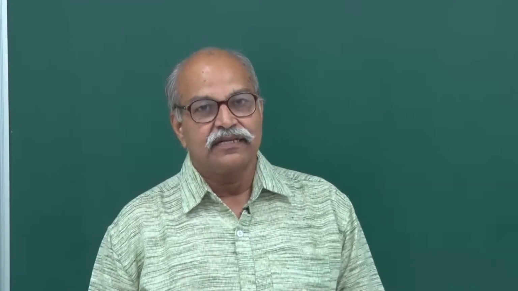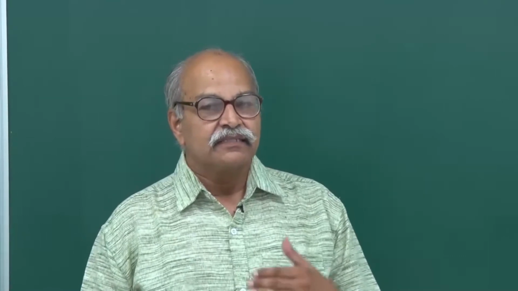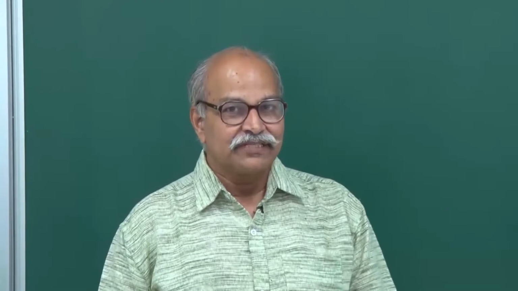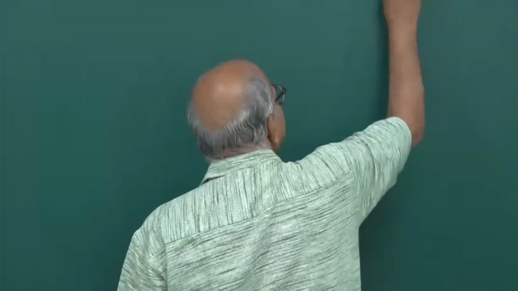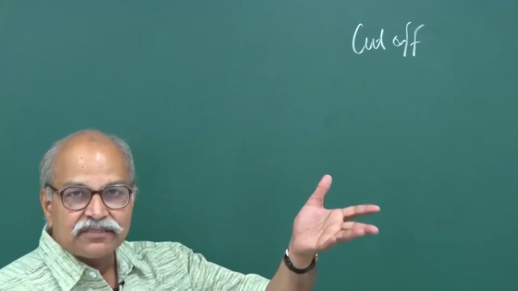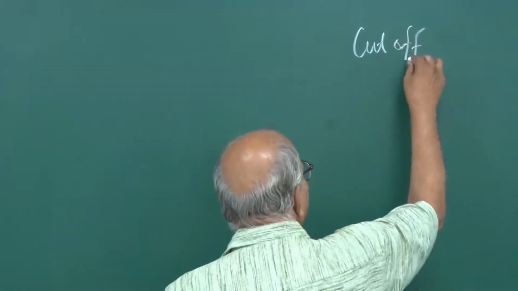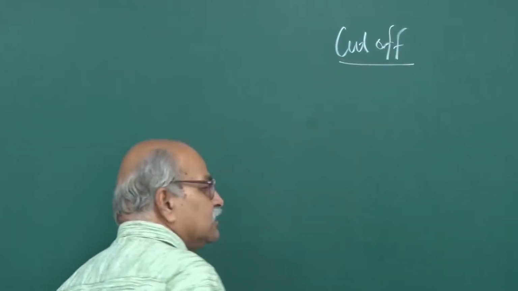So, we talked about three conditions in transistor operation in common emitter mode: cutoff, active and saturation. Cutoff is when the forward bias of the emitter-base junction is not done. So, no base current, no collector current. That is cutoff, simplest to understand.